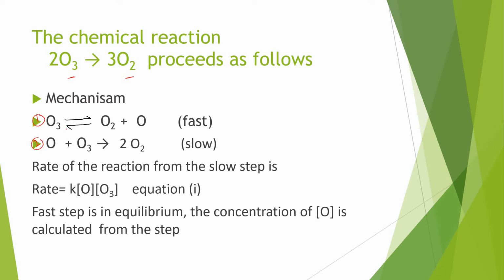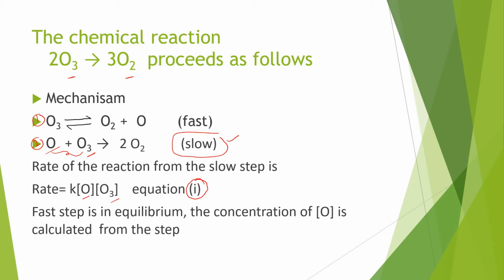In the first step, ozone is in equilibrium with oxygen plus a nascent oxygen, and in the second step, nascent oxygen reacts with ozone to give 2 moles of oxygen. Experimentally, this is the slow step. So when you get the slow step, we can write the rate is equal to K into the concentration of reactant terms. We have to take the concentration of oxygen, and next, the concentration of ozone. Take this as equation number 1 to find out the order of reaction.